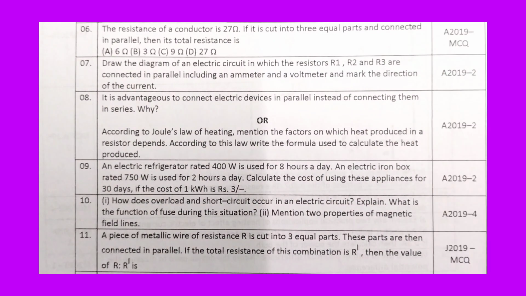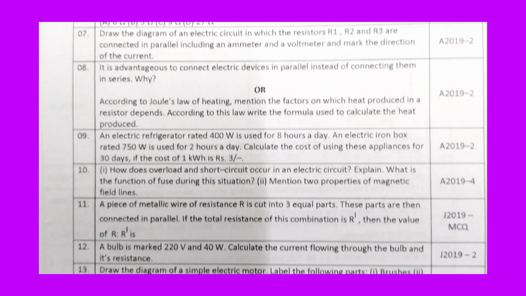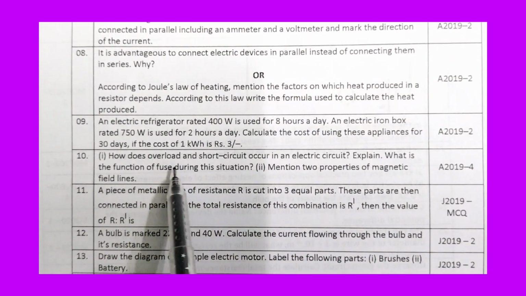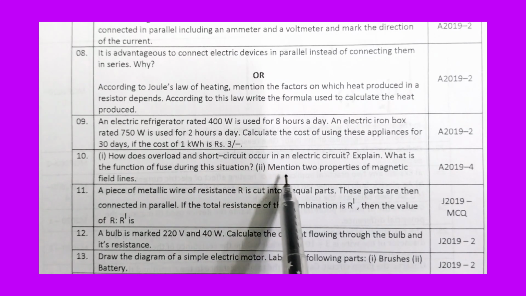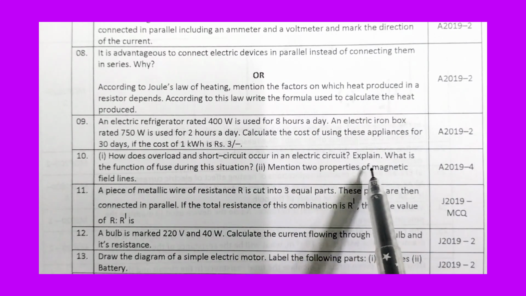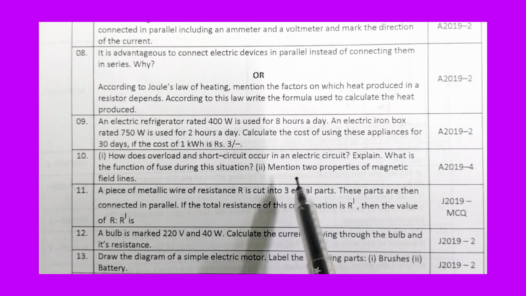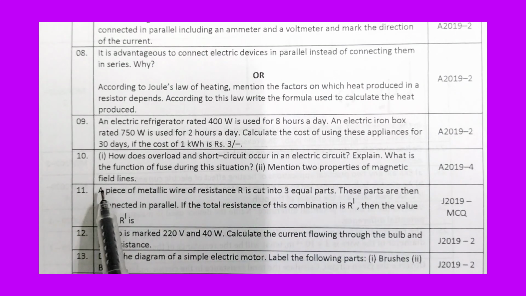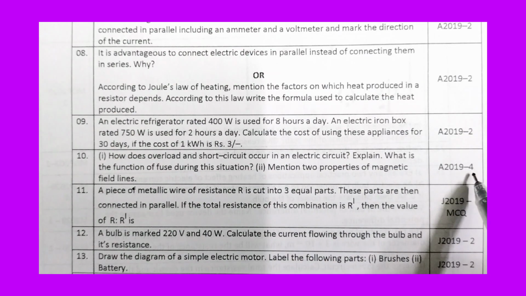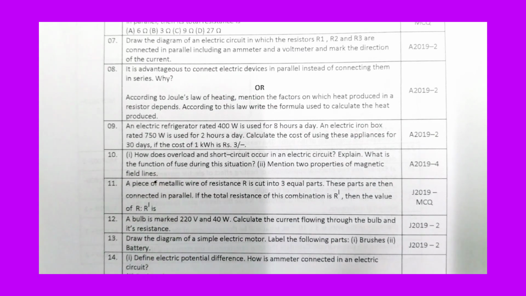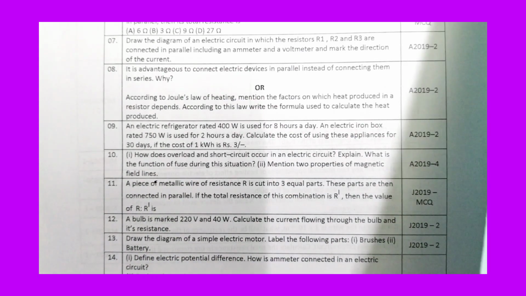So in question number 10 they asked, how does overload and short circuit occur in an electric circuit? Explain what is the function of fuse during this situation. Mention 2 properties of magnetic field line. It is a 4 marks question. Now let us answer this question. So how does overload and short circuit occur in an electric circuit?